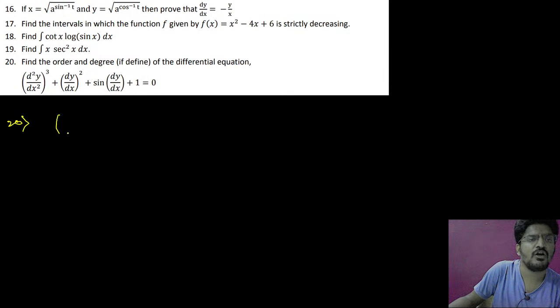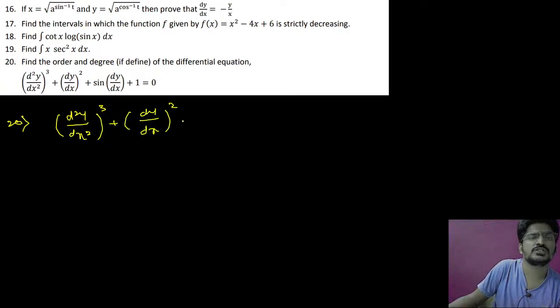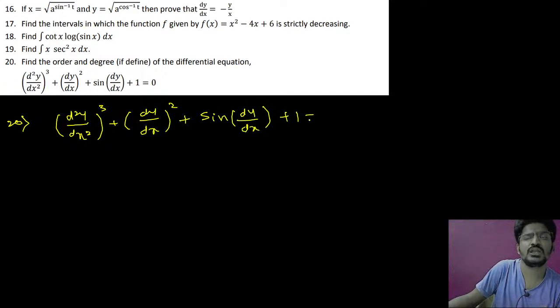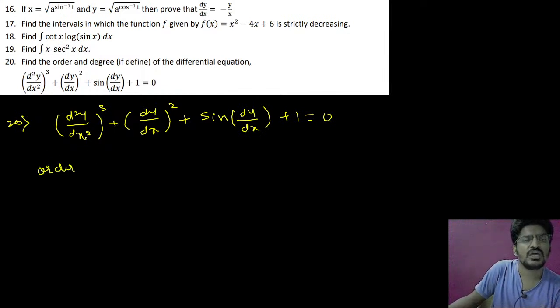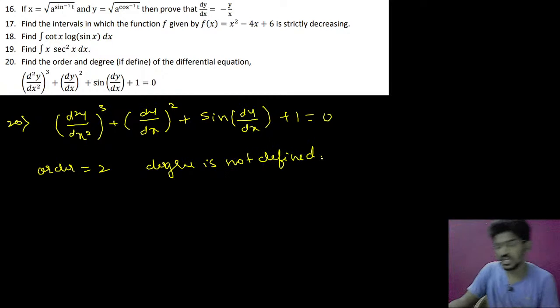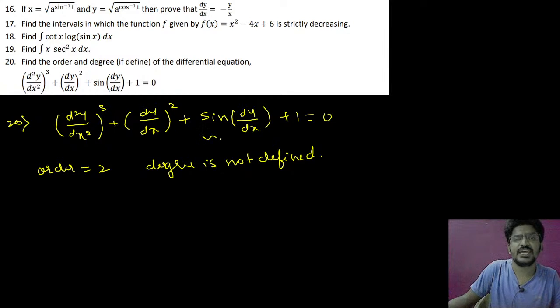Find the order and degree of (d square y by dx square) to the power of 3 plus (dy by dx) whole square plus sin of dy by dx plus 1 equal to 0. As you all know, here order is 2. Degree is not defined, because sin of dy by dx is present. If sin of dy by dx is present, degree is not defined.